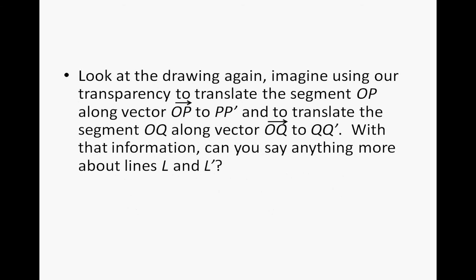All right, so we're going to take a look at the drawing again and imagine using a transparency to translate the segment OP along vector OP to PP prime and translate the segment OQ along vector OQ to QQ prime. With that information, can you say anything more about lines L and L prime? Go ahead and write that down before you continue.